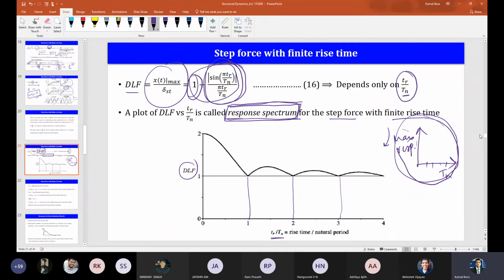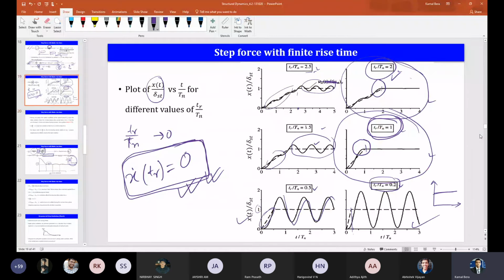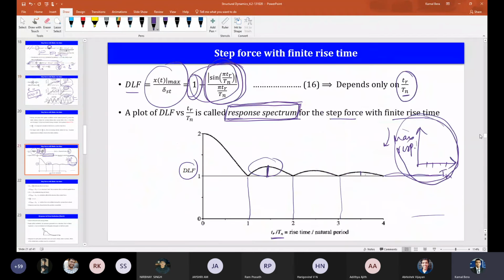Now, as tr by tn becomes more than 3 or 4 and goes further, the system oscillation is very close to the static solution. You see the amount of oscillation here, and as you go further it reduces like this. That is also proved here. As tr by tn is 1.5, 2.5, the system oscillates close to the static solution, as opposed to this. That is clear from this.